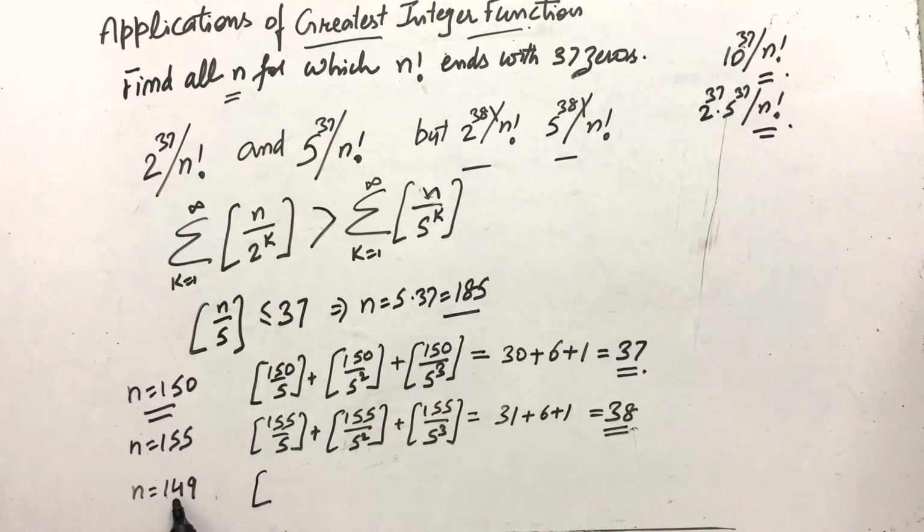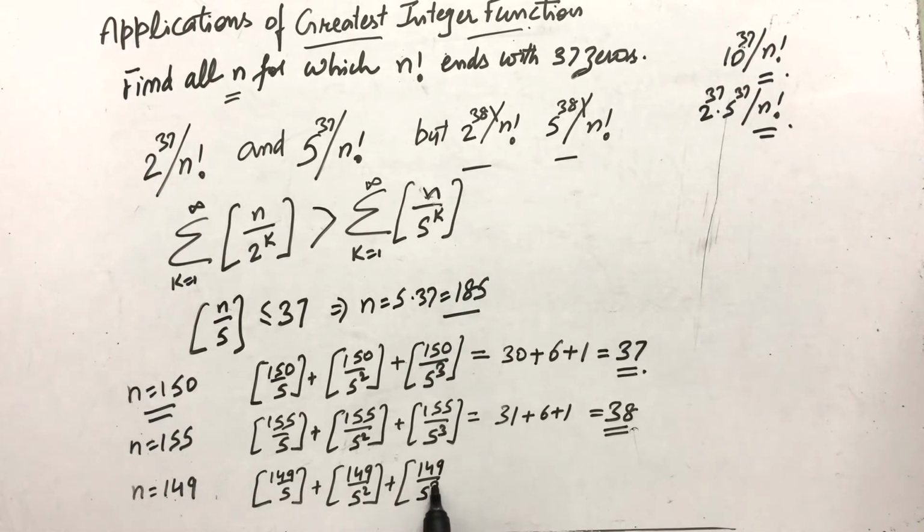How much is the power of 5 that divides 149 factorial? 149 by 5, 149 by 5 square, 149 by 5 cube. And very easily we can find these greatest integers. This will be 29, and the value of this is 5 plus 1, that is 35, which is again less than the desired value. So from this we get a range for which n factorial ends in 37 zeros.